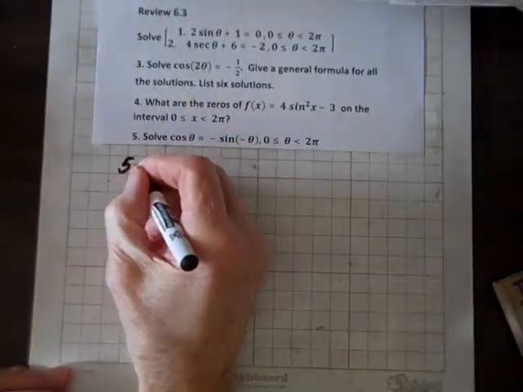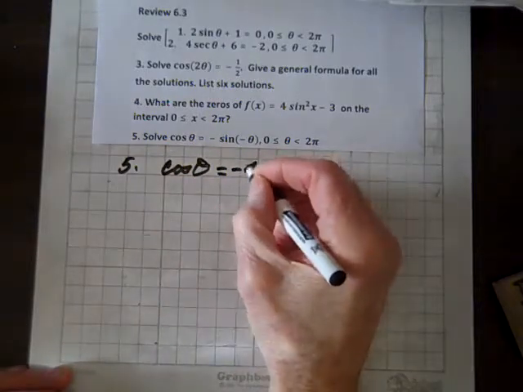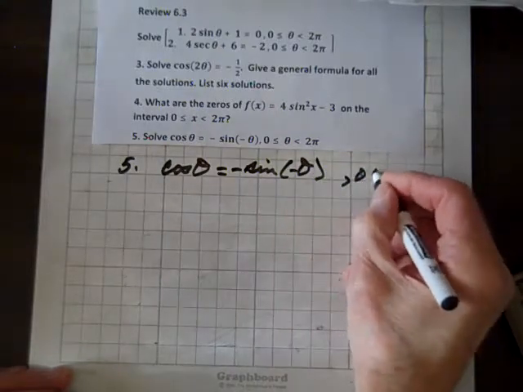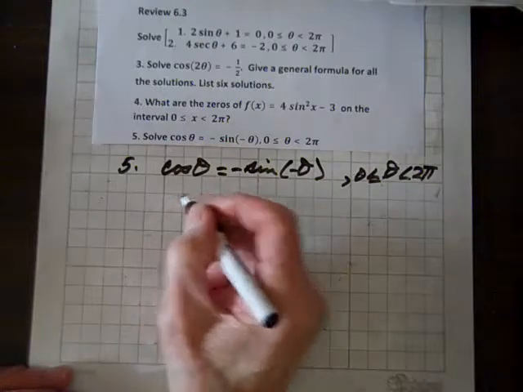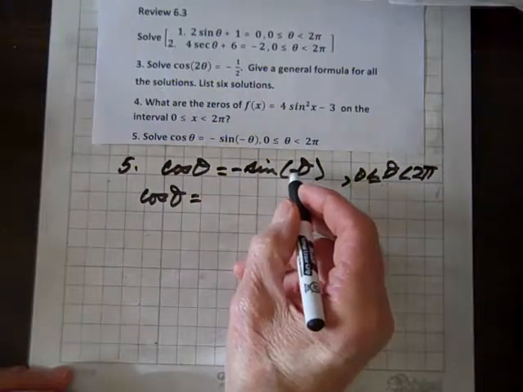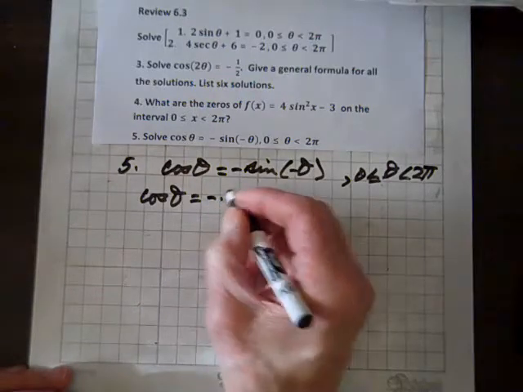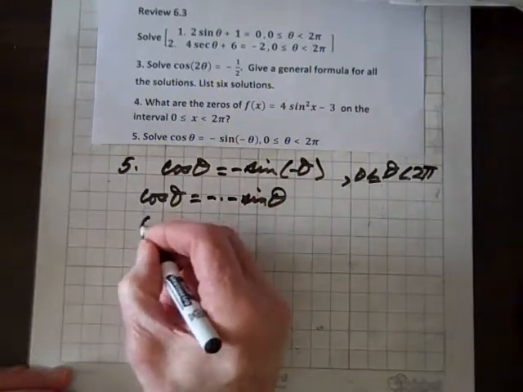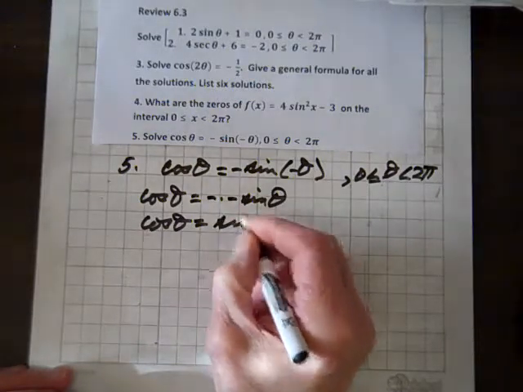So for number 5, we're going to solve this. Cosine of theta equals negative sine of negative theta, on the interval 0 is less than or equal to theta, which is less than 2 pi. And so cosine of theta equals, and we can pull that negative out of there, a negative times a negative sine of theta. So cosine of theta then, a negative times a negative is a positive, equals sine of theta.